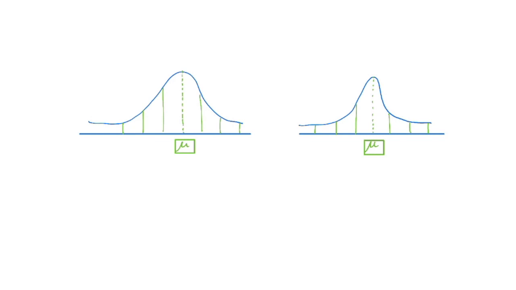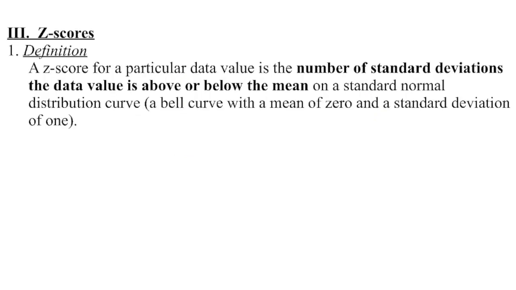But if I want to compare those two classes, it's not enough just to say this class has the higher class average. I also need to take that standard deviation into account to look at that spread of data. That's where something called a z-score can come into play. A z-score is a way that we can compare data from different bell curves to that standard normal distribution. We call it a z-score because normal distribution, that bell curve, is sometimes referred to as z distribution.